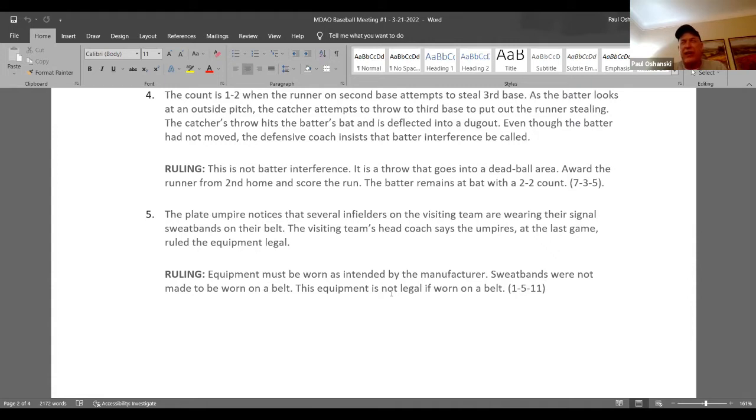If you think the batter got in the way intentionally, then yes, you can call the runner out or the batter out, depending on if there's 2 outs. With 2 outs, the batter's out. If it's less than 2 outs, the runner's out.